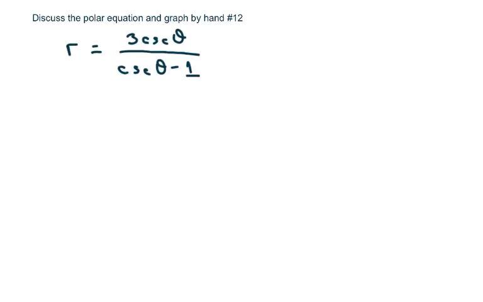Hi everyone, we're going to discuss the polar equation and graph by hand. The first thing we notice is this is not in terms of sine or cosine. So what I'm going to do is divide everything by cosecant here, each term by cosecant.